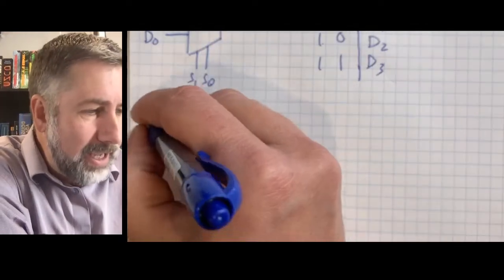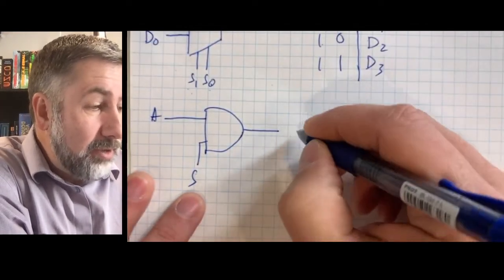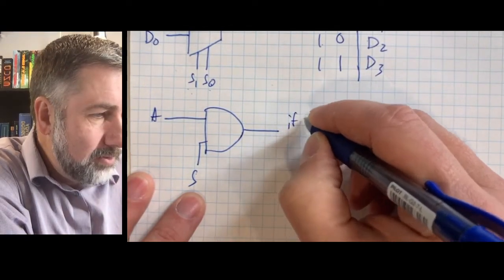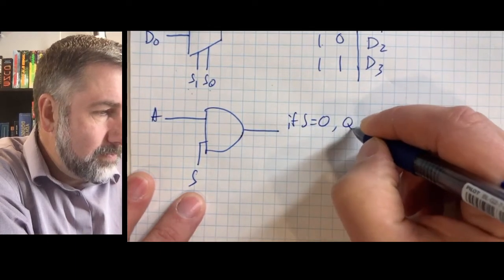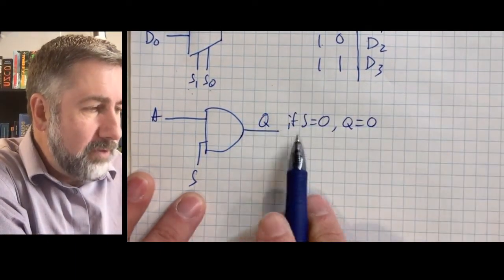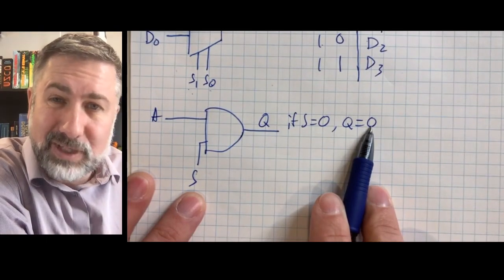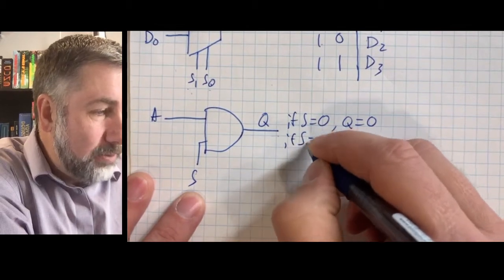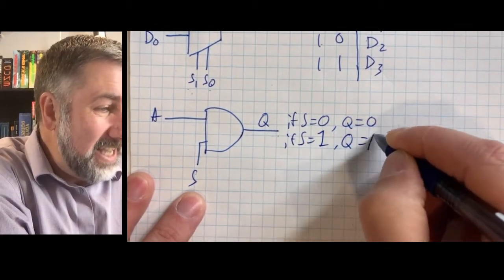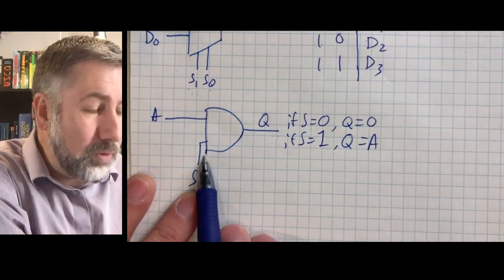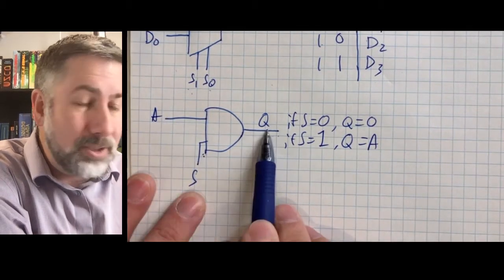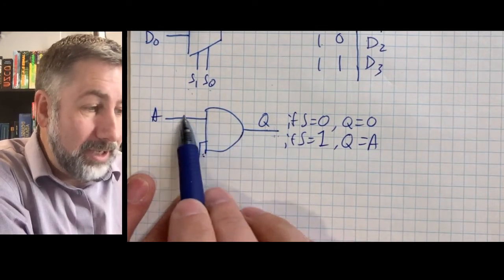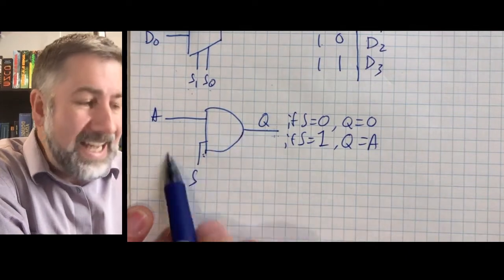If we have A, then we have 2 options. If S equals 0, the output is 0, right? I'll call this Q. If S equals 0, our output is 0. There is no flow of data from A through to Q. But if S equals 1, then our output is A. Because if S is 1, it doesn't matter what A is, the result will be A. If A is 1, 1 and 1 make 1. If A is 0, that forces it to be 0. So we can treat an AND gate like a selector line.